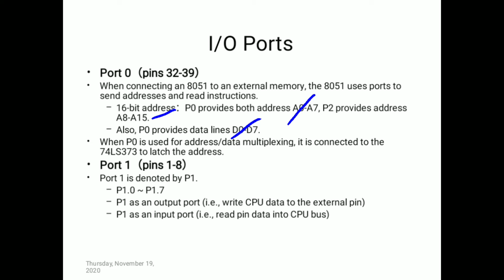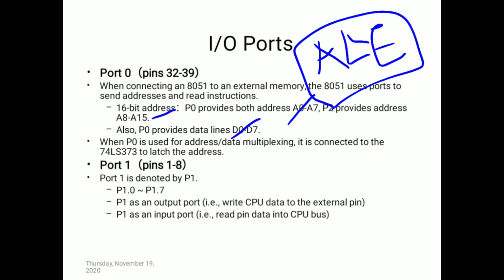So when P0 is used for address or data multiplexing, we use a latch, that is 74LS373, to latch the address. For this purpose we use the ALE pin, the address latch enable pin, that tells us the status of the lines, whether we have to send address or data on port 0.